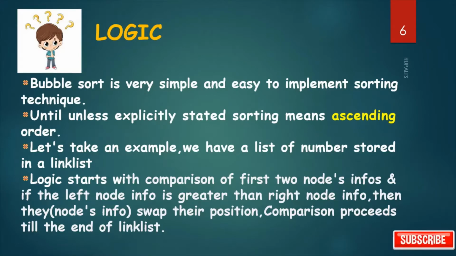So the logic. Bubble sort is a very simple and easy to implement sorting technique. Unless explicitly stated, sorting means ascending order. Let's take an example. We have a list of numbers stored in a linked list. The logic starts with comparison of the first two nodes' info, and if the left node info is greater than the right node info, then they swap their position. Comparison proceeds till the end of the linked list.